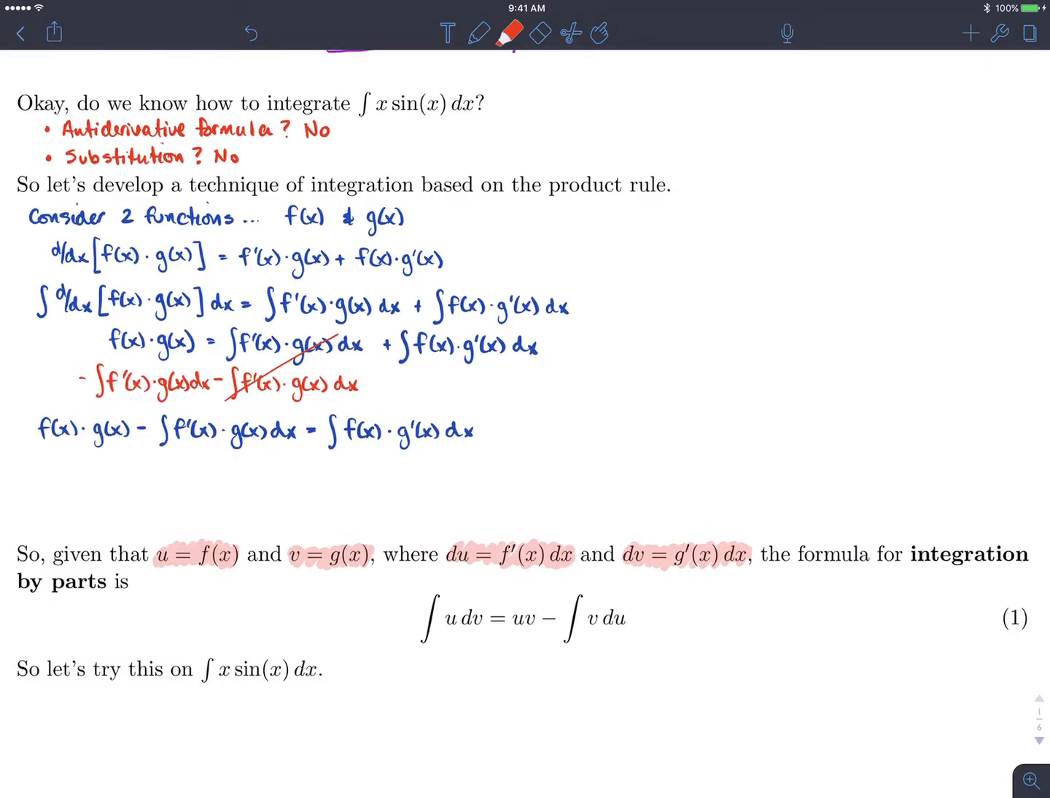So this is the go-to formula in terms of using integration by parts, and this is something that will need to be committed to memory. In the next example, or the next video, we're going to try this on a basic example, and then we're going to do a bunch more examples.